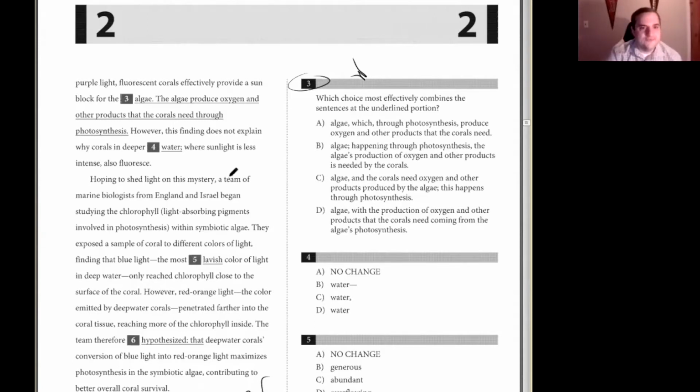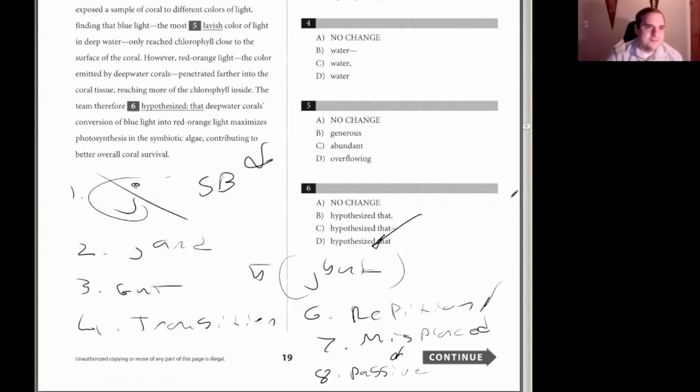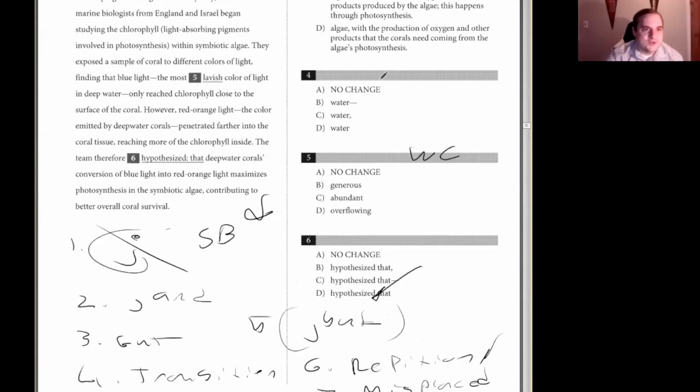All right, moving right along. So here we just have different words. It is a word choice question, so we need to figure out which one of these words is correct. What I'm going to do is cross this out and try to figure out what word I would put there if I was actually writing this sentence.